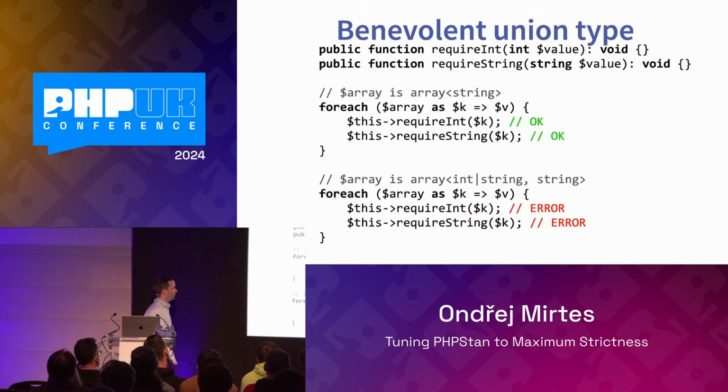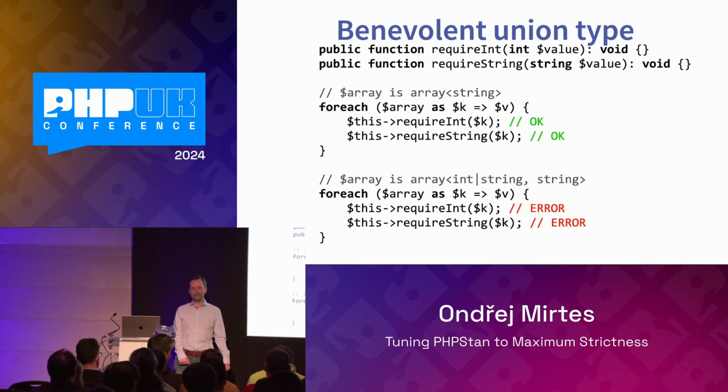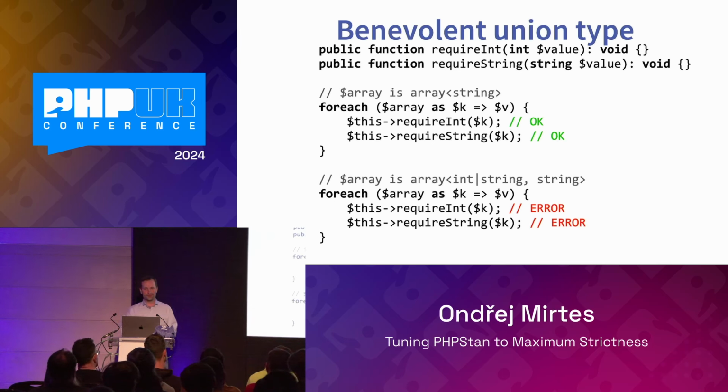Benevolent union type. It's a union type that's a little bit more benevolent in what it allows. Arrays in PHP are really popular, right? A lot of people also prefer to use arrays instead of objects. The only single feature more popular than arrays in PHPStan is ignoring errors. So that gives you the idea of how people use these tools.